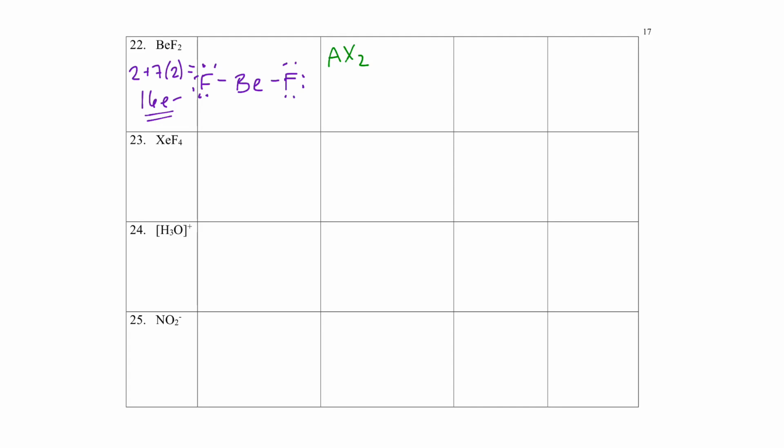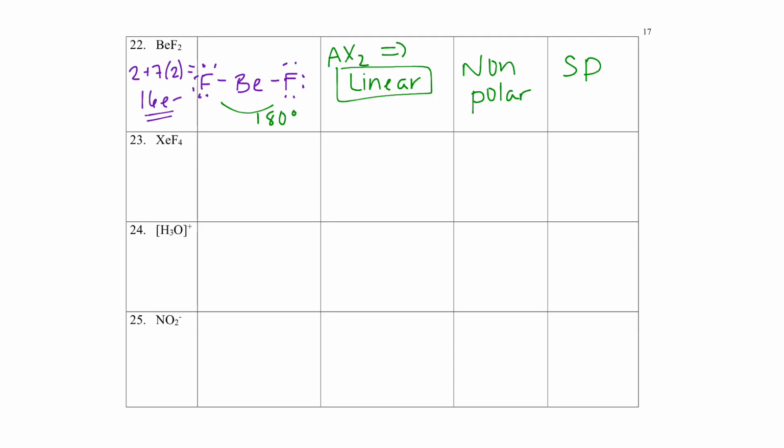This would be AX2, like carbon dioxide, making this thing linear. So once again, our bond angles would be 180 degrees. This thing would still be nonpolar because the 2 fluorines on the outside are the same. And this thing would still be sp, 2 total attachments, so 2 total hybrid orbitals.